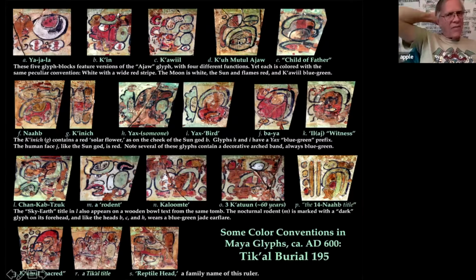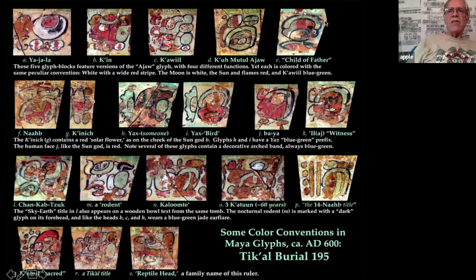The strap on the back of the head, whatever this knot is, is also painted with the same ahau colors, but backwards. It's white in the middle with red ends. This stripe, and again, the arch of glyphs tends to be like this, green.